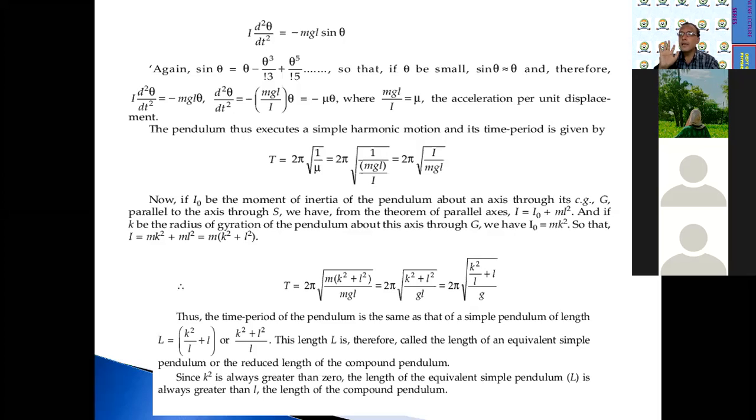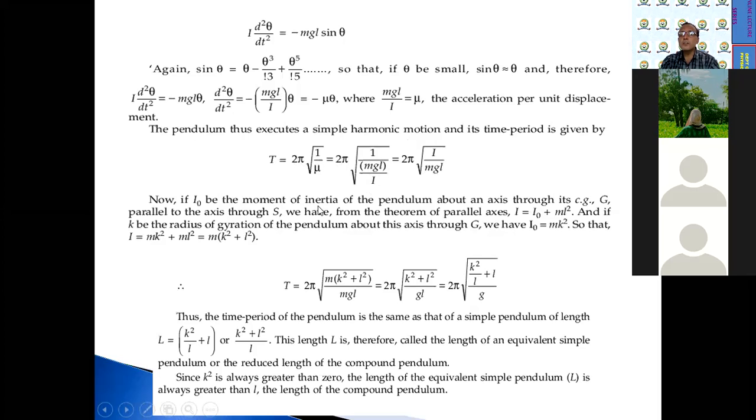Am I correct? And if the motion of the pendulum is simple harmonic, its time period is given by the formula T is equal to 2 pi under root 1 upon mu, that is, L upon g. So this is the required expression for the time period of the compound pendulum.